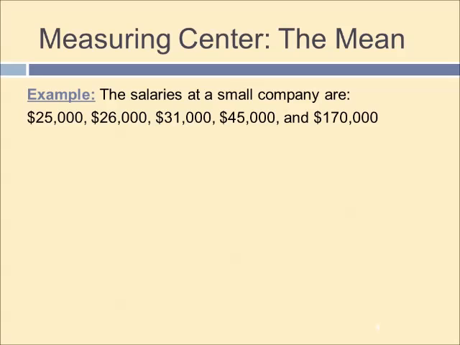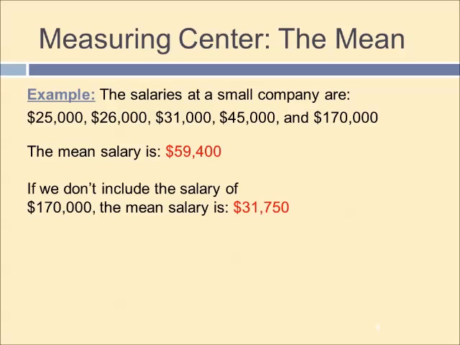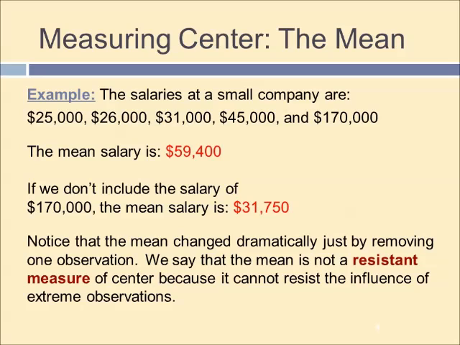Here's an example. The salaries at a small company are $25,000, $26,000, $31,000, $45,000, and $170,000 per year. The mean salary is $59,400. If we don't include the salary of $170,000, the mean salary is $31,750. Notice that the mean changed dramatically by just removing one observation. We say that the mean is not a resistant measure of center because it cannot resist the influences of extreme observations.